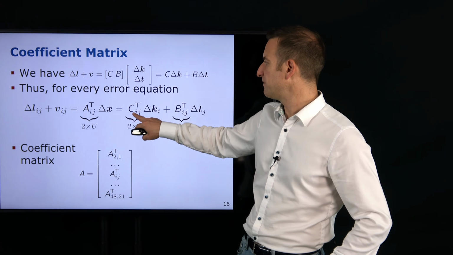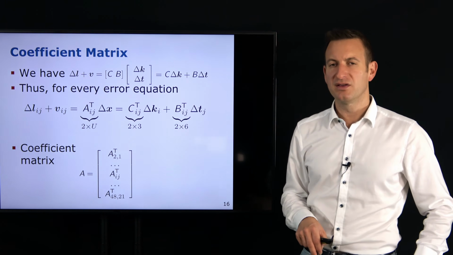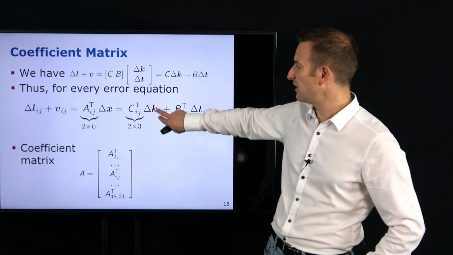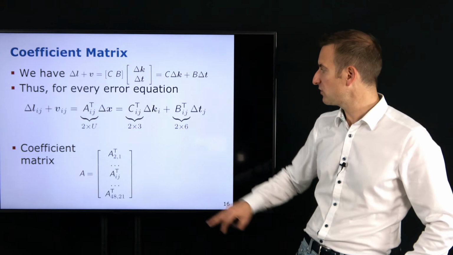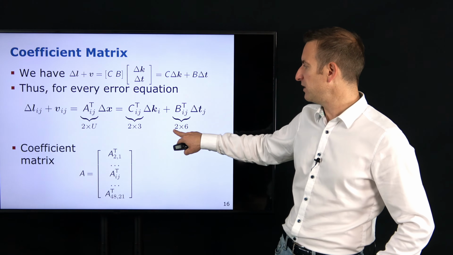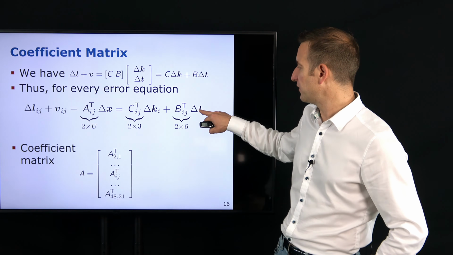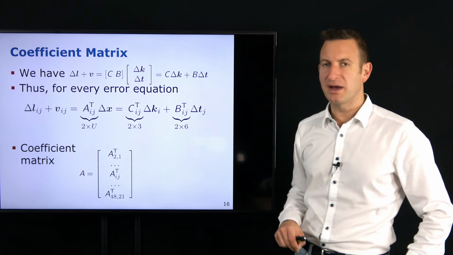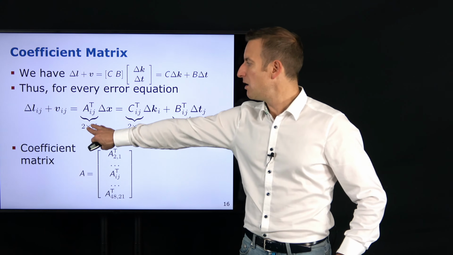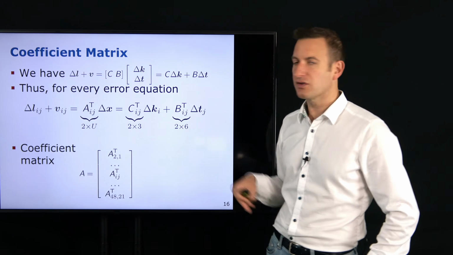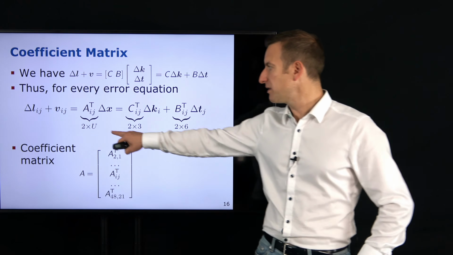So that means the Cij is a 2 by 3 matrix, which is multiplied with my orientation parameters, because they are 3-dimensional. The output must be 2-dimensional, so this must be a 2 by 3 matrix. And similar here, the output must be a 2-dimensional vector, and this is 6-dimensional, so B must be a 2 by 6 matrix, or B transpose must be a 2 by 6 matrix. Okay, so these are small blocks that I'm having here, and the coefficient matrix will be filled with those matrices.